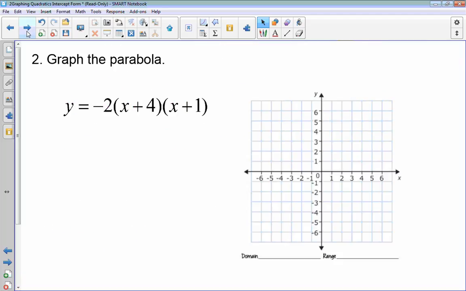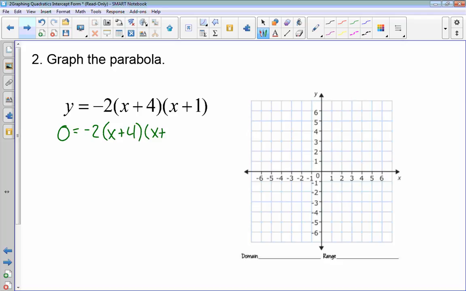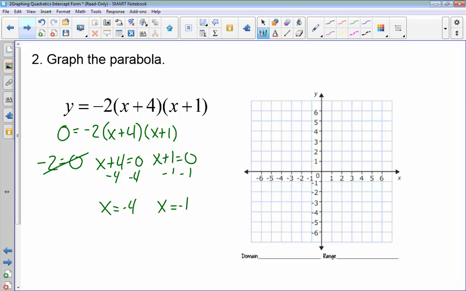All right, let's do a little bit more challenging of a problem. So just like before, we're going to find our x values. We're going to solve for our x-intercepts by saying 0 equals our equation. Okay, to solve, we know we set each factor equal to 0 and solve them individually. So we get x equals negative 4 and x equals negative 1. So I'm going to plot those on my graph, negative 4, negative 1.